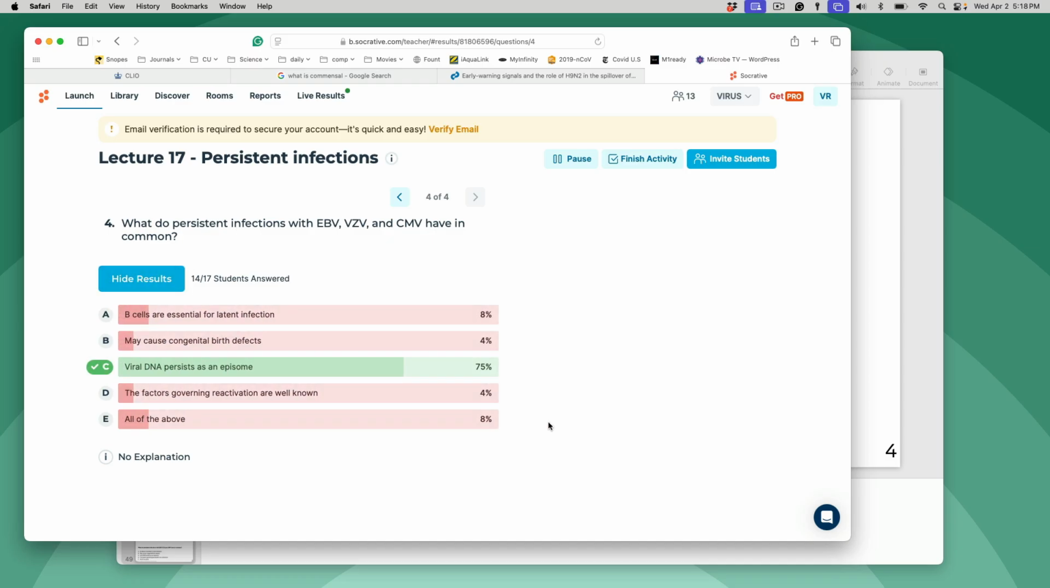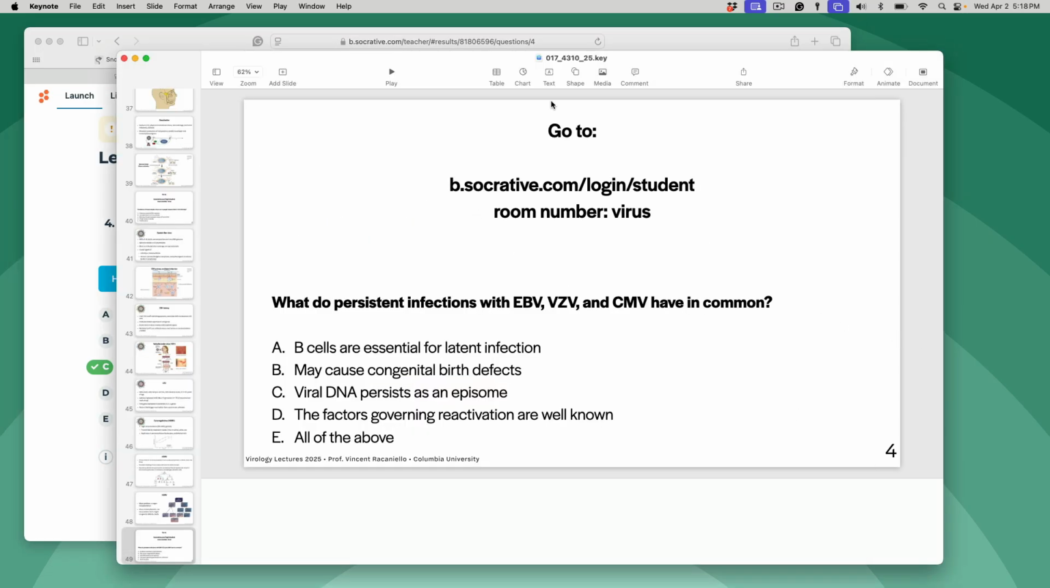DNA persists as an episome, that's right. B cells are not essential, that's EBV. Congenital birth defects is CMV. The factors governing reactivation are well known? No, that's just herpes simplex. That leaves C. All right.